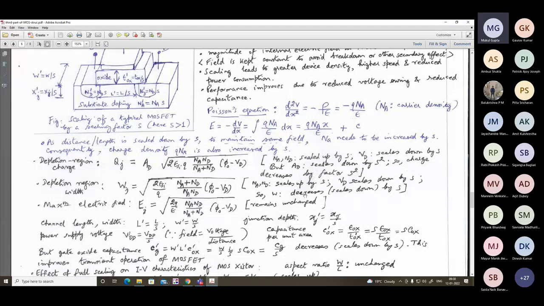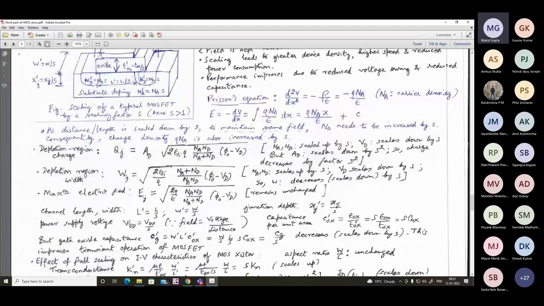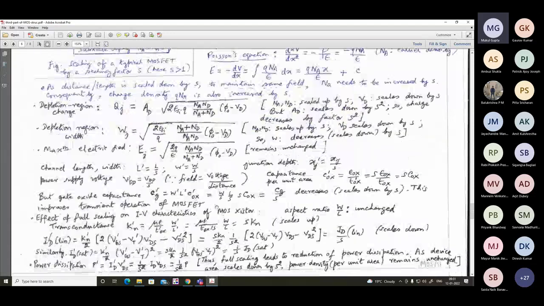What about depletion region width? This is also, you can see that within this there is no change. It decreases by S. Why? Because it is Na plus ND. This is singly, this is quadratically. So this becomes S square, and this is S by S cube, it becomes 1 by S square, right? As it comes out of the root, it becomes 1 by S. So depletion region becomes smaller by a factor of S. Maximum electric field remains unchanged. So you can verify all this.